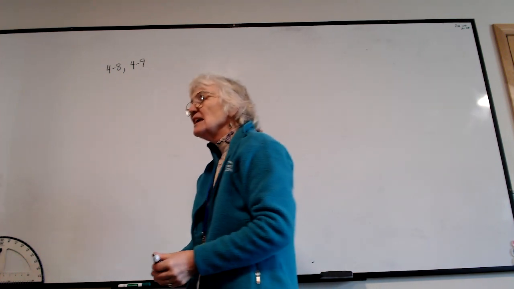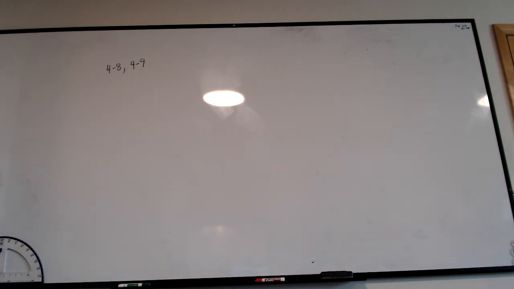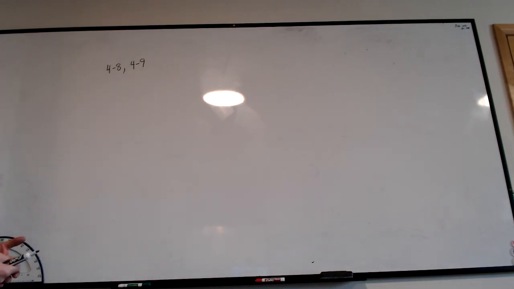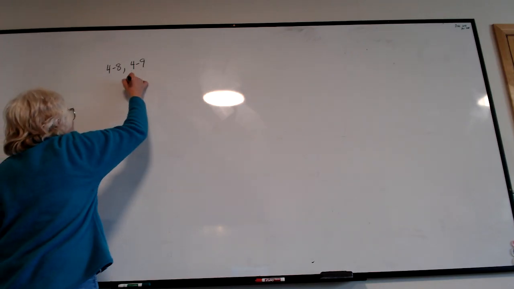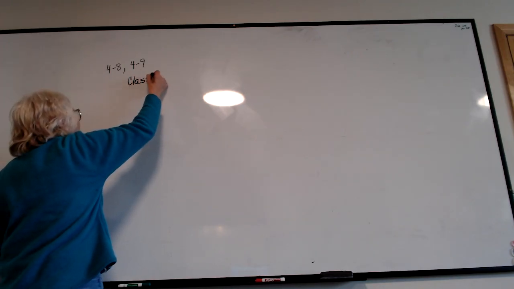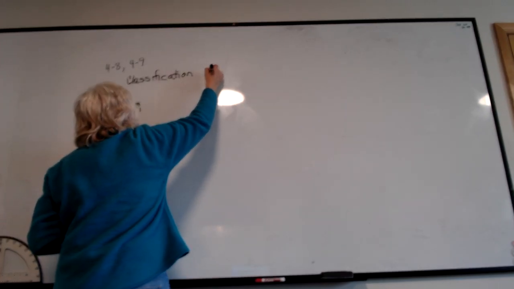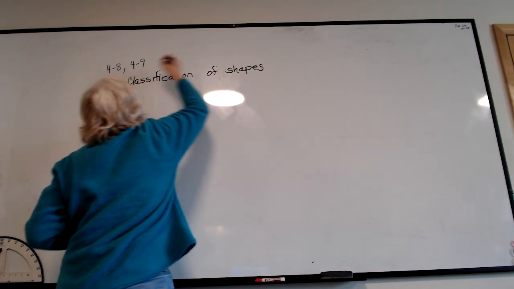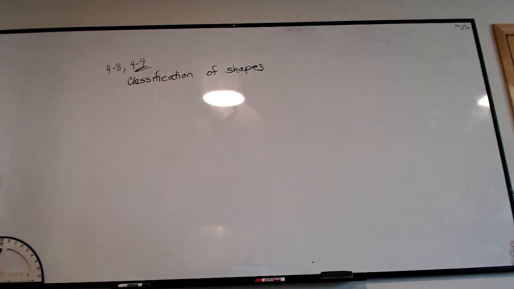About the classifications of shapes and the classifications of numbers. We classify shapes, and then we classify numbers. I can't remember which one's which. We'll start with classification of shapes. That's 4.9. Oh, okay. Well, we're doing 4.9 first because we're doing classification of shapes.